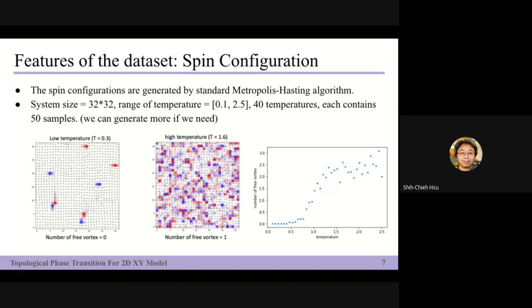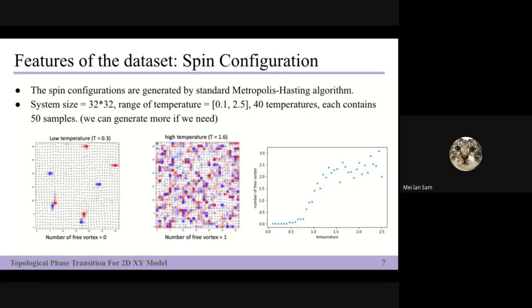So in the middle means that you have a lot of vortices showing up. Okay. All right. And then what's the right hand side? It's a number of what? Free vortex. So do red and blue define a free vortex?